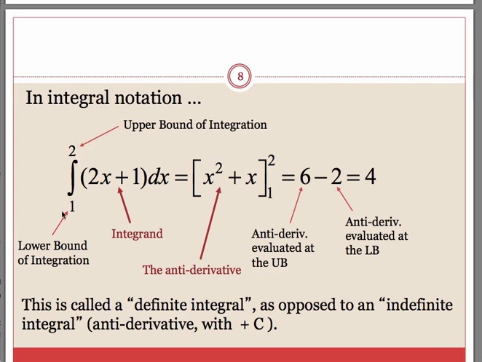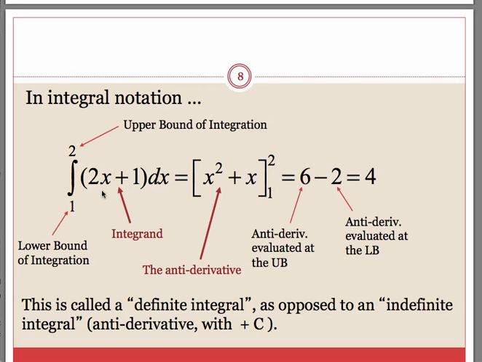Now let's talk about some of the vocabulary and parts of this. The 1 is the lower bound of integration. You were introduced to that phrase earlier. The 2 is the upper bound of integration, and you always read it bottom to top, so this would be the integral from 1 to 2. 2x plus 1 is the integrand. You were introduced to that term when we did antiderivatives. And there's your dx that's required, your differential.